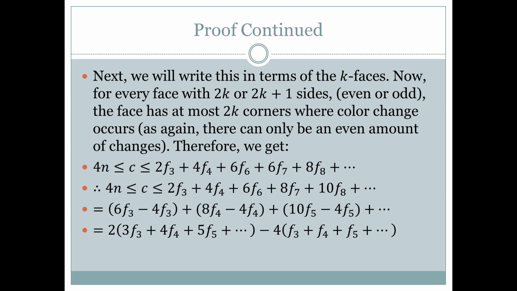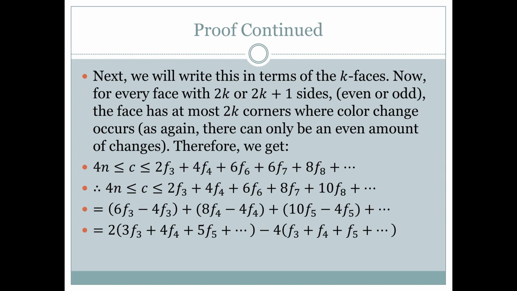So, for example, the 7 face can only have a total of 6 color changes. It can't have 7. And then just by rearrangement, if you see the bottom equation, that looks very similar to the number of edges. Again, we do not have F1 or F2. We do not have a 1 face or 2 face, because those would have 2 or less color changes, which is contradictory to our assumption. So for this case, we'll start with F3.